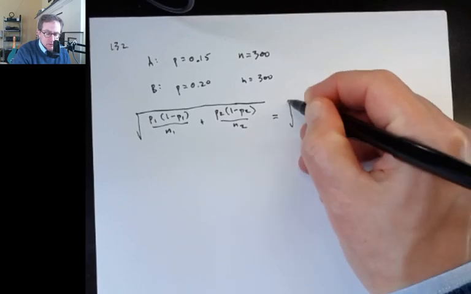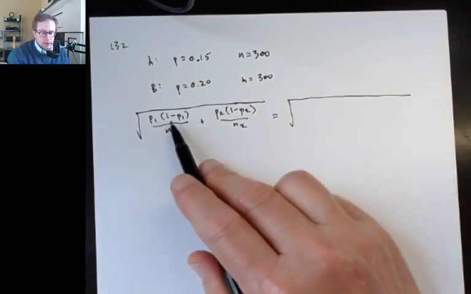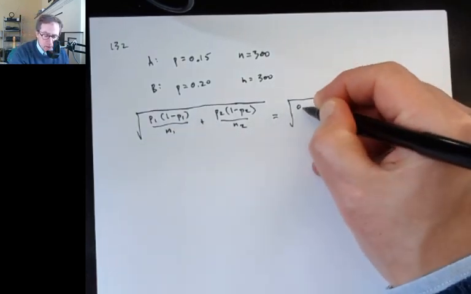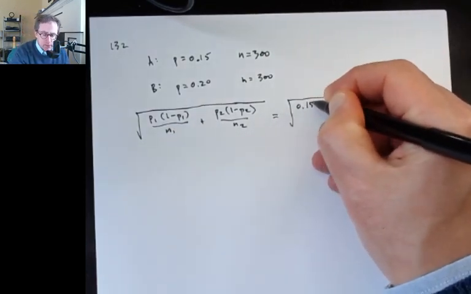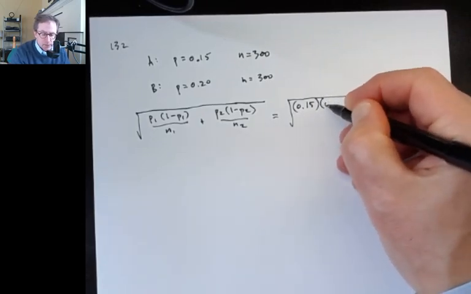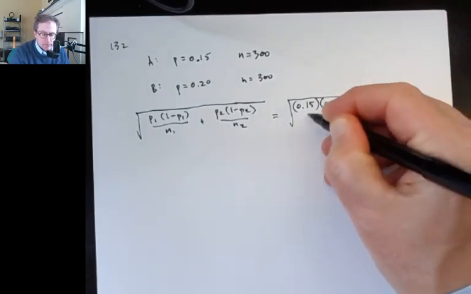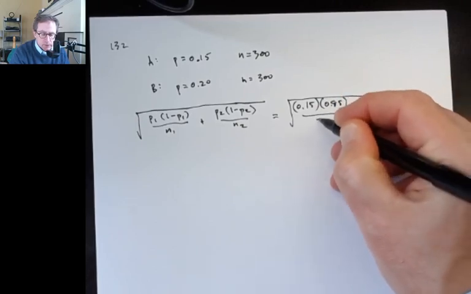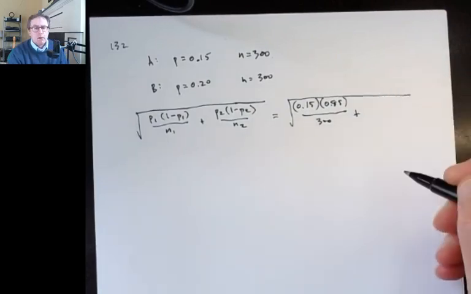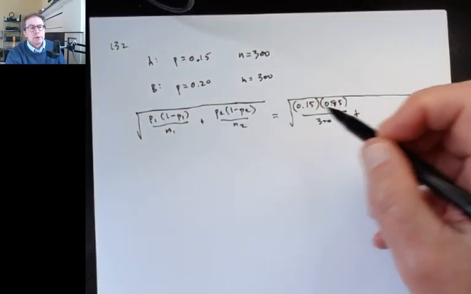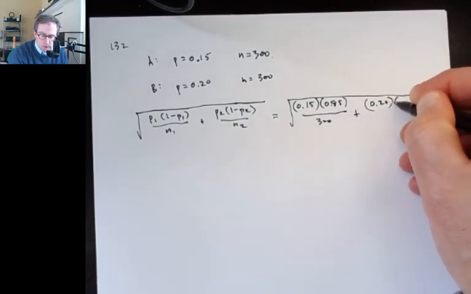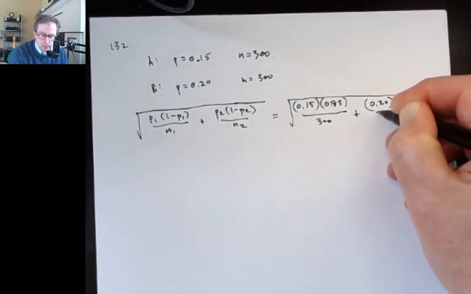So how do I go? Square root of P1 times 1 minus P1. We've seen that pattern before. What's happening there is you get 0.15. And then what's the opposite of 15%? Why, it's 85%, 0.85. And I think the number was 300, right there, 300. Okay, and then likewise with the P2. So 0.20, 0.80 over 300.